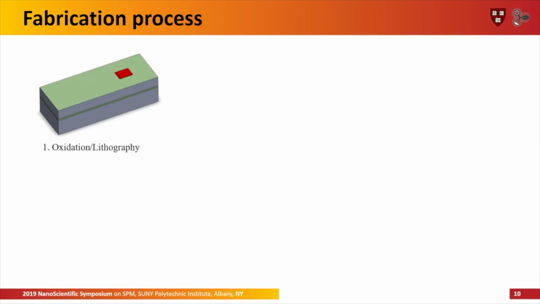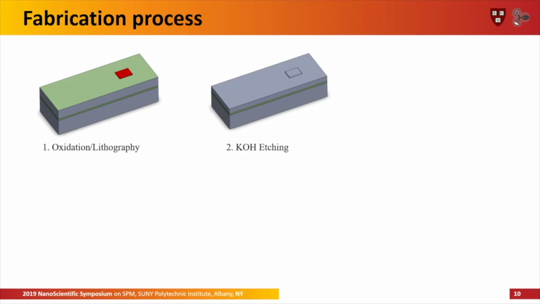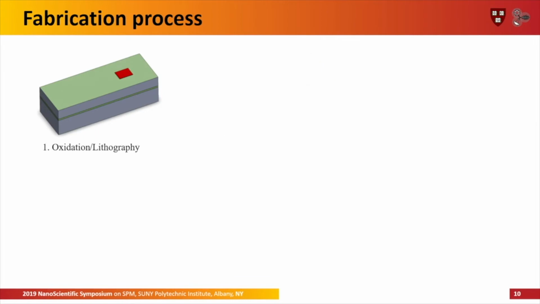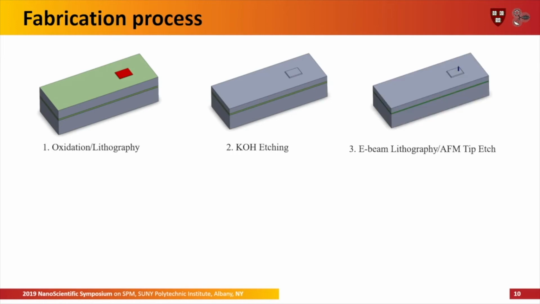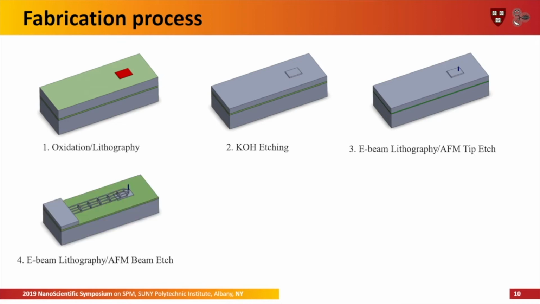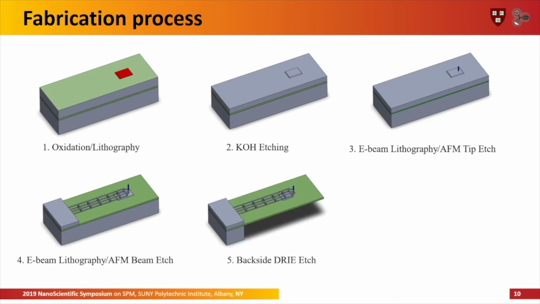To fabricate this, I'm going to go quickly through it. There are 6 main steps. We start first with an SOI wafer. We deposit a silicon oxide layer, perform photolithography, and then do KOH etching to roughly 200 or 300 nanometers. Then we do e-beam lithography to define the tip, and etch down to create the tip. Then we do e-beam lithography again to pattern the beam structures, and then etch to create the beam structure itself. Then we etch from the backside to release the substrate, and release the whole thing with a vapor HF etching.